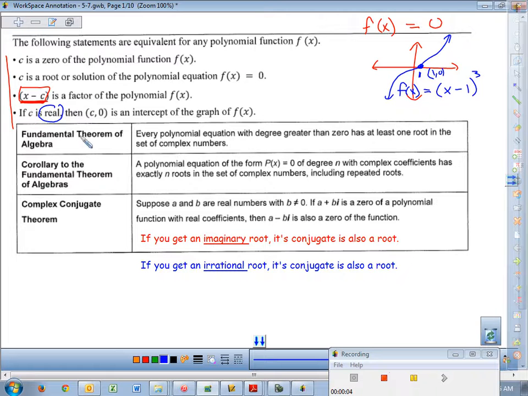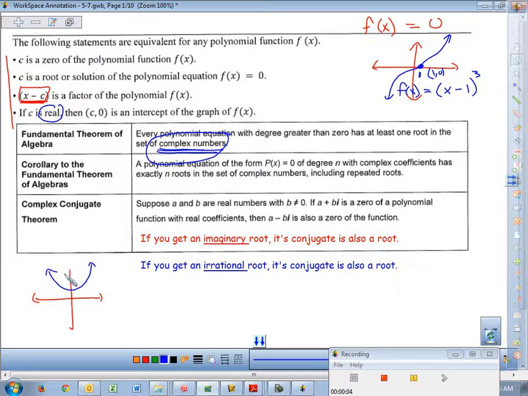The fundamental theorem of algebra says this: every polynomial equation with a degree greater than 0 has at least one root in the set of complex numbers. So if you've got a first degree, second degree, third degree, or even further, it's going to cross the x-axis in the complex numbers. Meaning, you could have something like this.